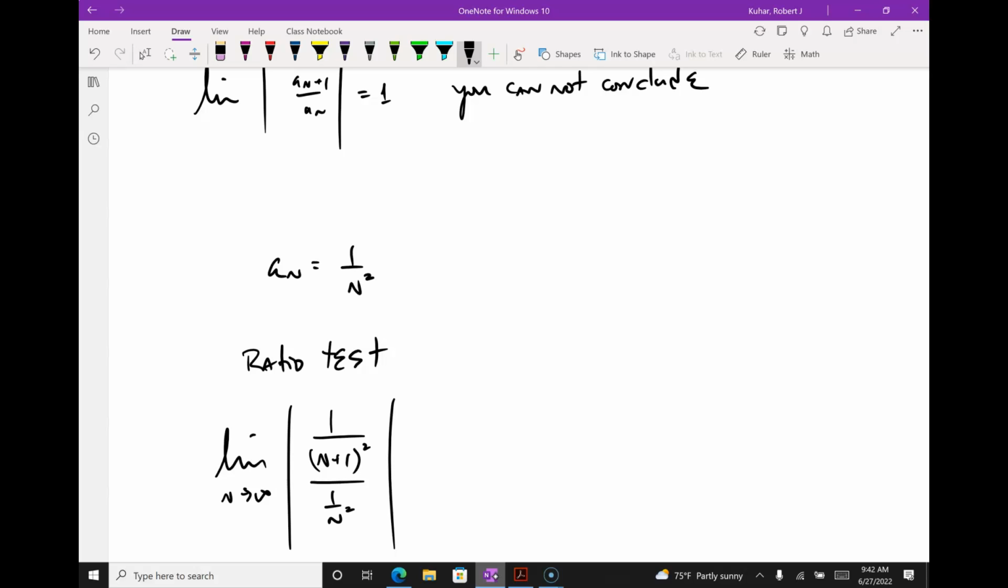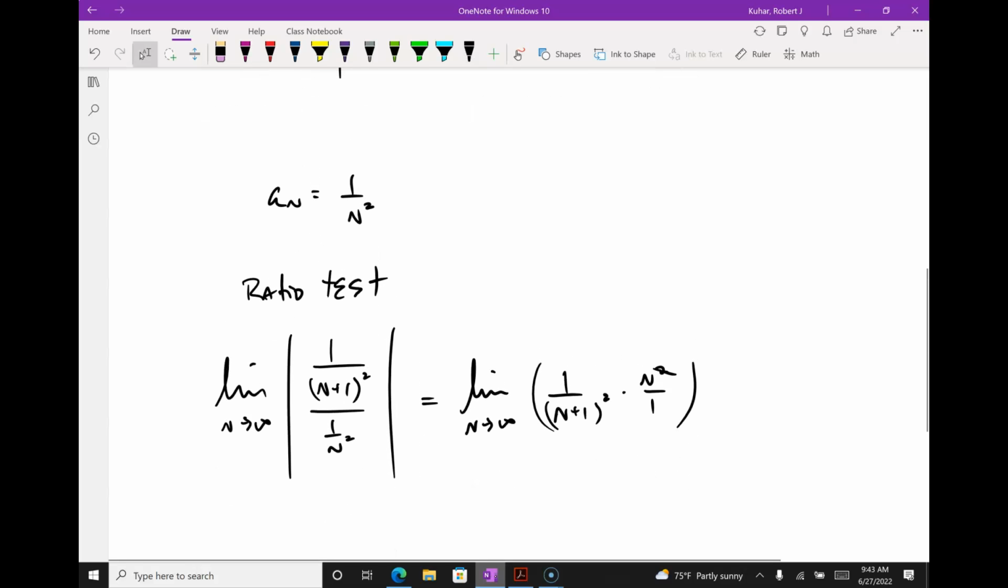But what happens here? We're going to do a little algebra, a little arithmetic. Keep, change, flip. So keep the first, change to multiply, and flip the second. I don't need the absolute value anymore, right? We agree? So this is the limit as n goes to infinity of n squared over n plus 1 quantity squared.